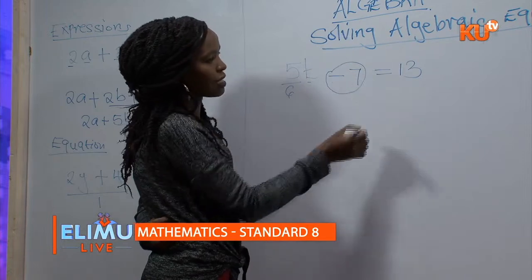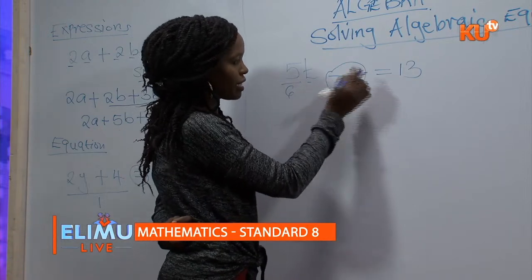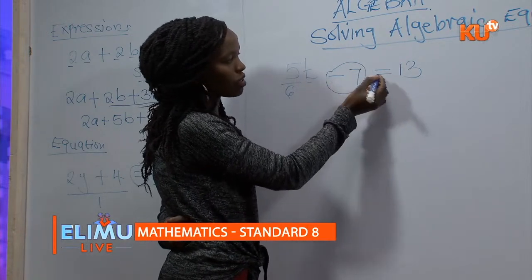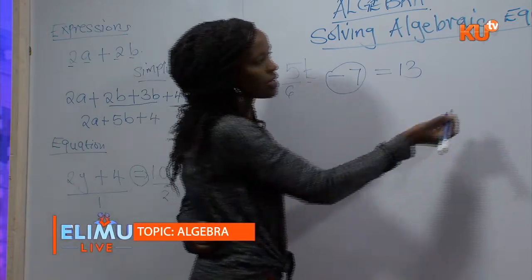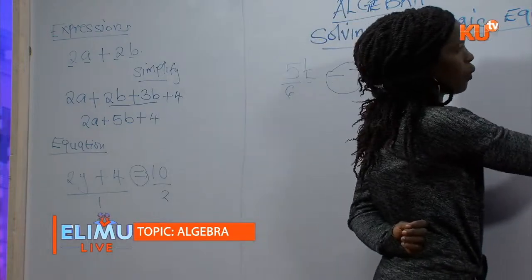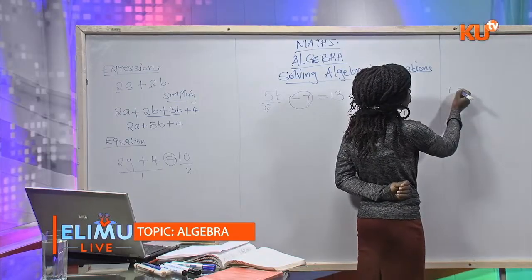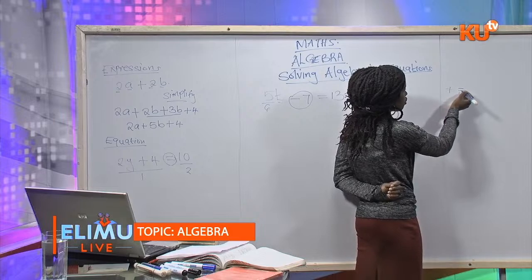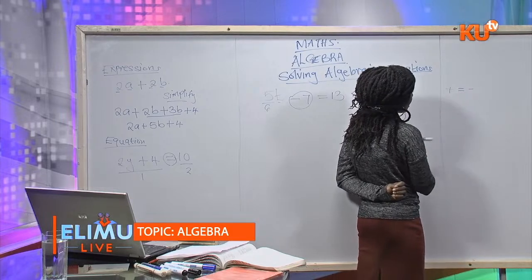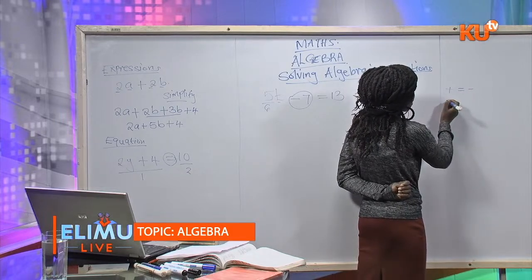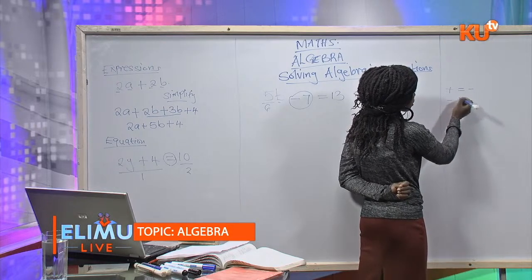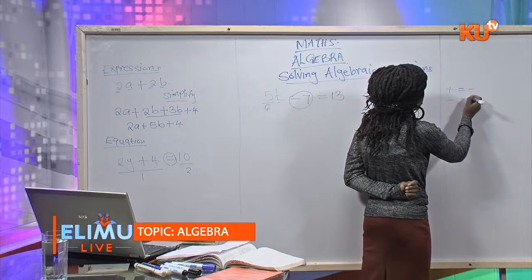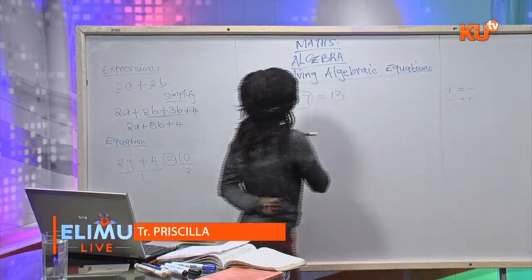So when I'm moving it to the other side, I'm going to go with the sign, and when a sign crosses the equal sign, it changes to the opposite. So if I had addition, when it goes to the other side, or when it crosses over the equal sign, it is going to be minus, that is negative. If I have a negative sign, that is minus, and it crosses the equal sign to the other side, it is going to be positive.